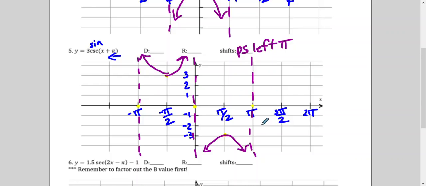Domain and range. So my range is negative infinity to negative 3 and 3 to infinity. And then my domain is everything except for 0, pi, 2 pi, 3 pi. So that's the slightly easier one. All real numbers. X does not equal pi k. And of course, k is an integer.